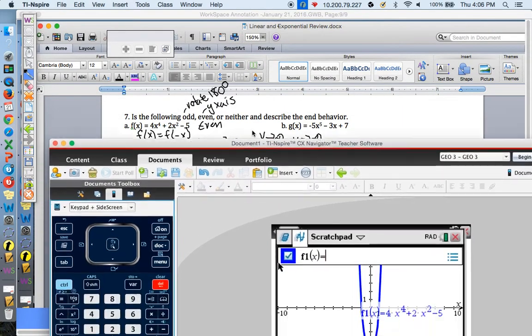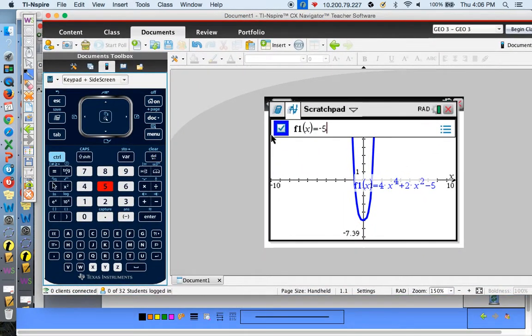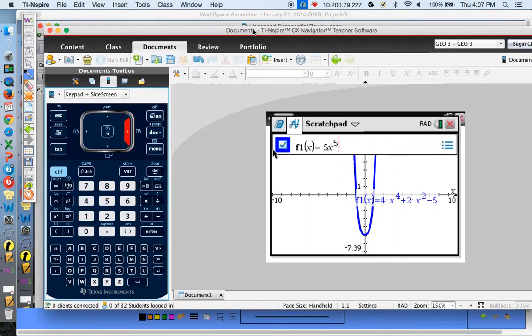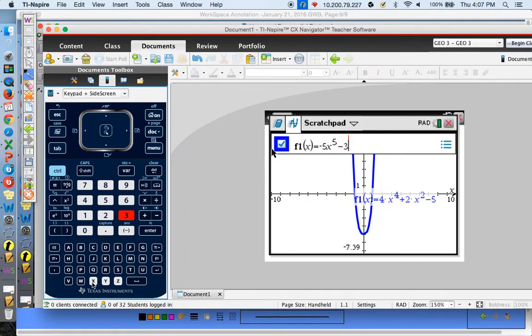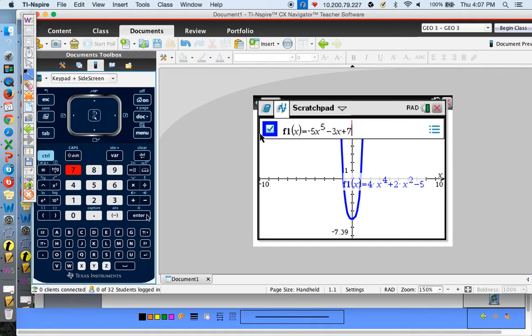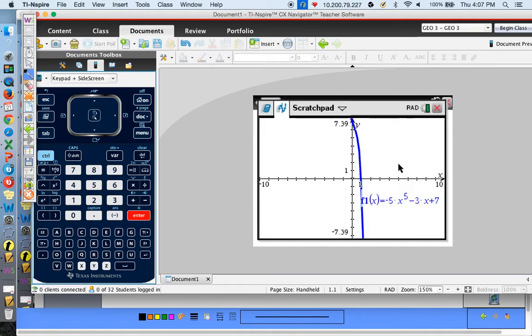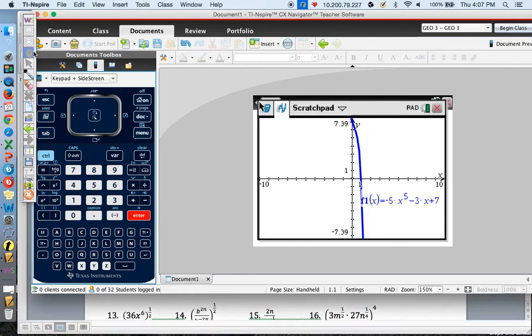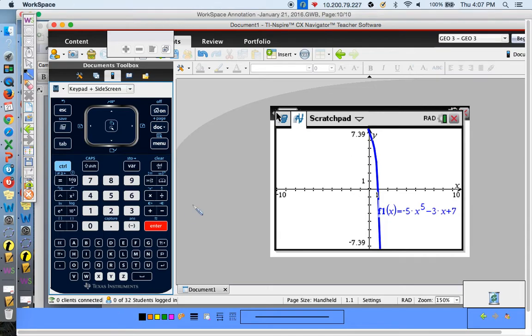Let's see, we got negative 5x to the power of 5, minus 3x plus 7. Well, this looks like neither. If we rotated it 180, it wouldn't be the same. Yeah, so this one would be neither.